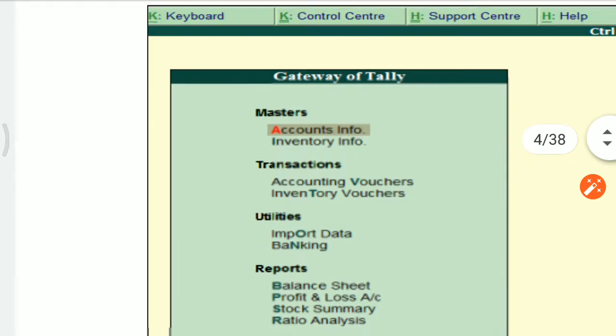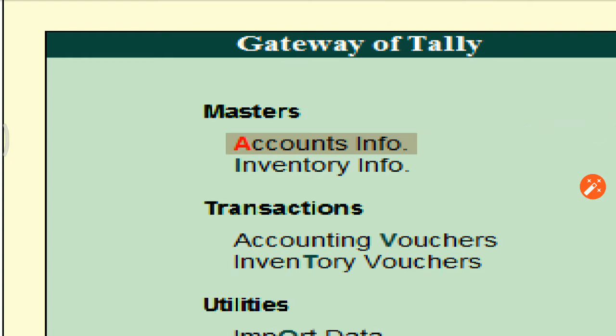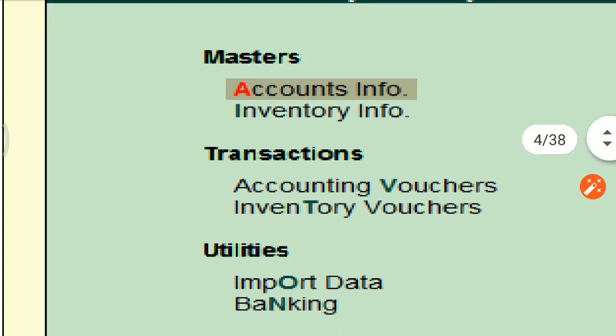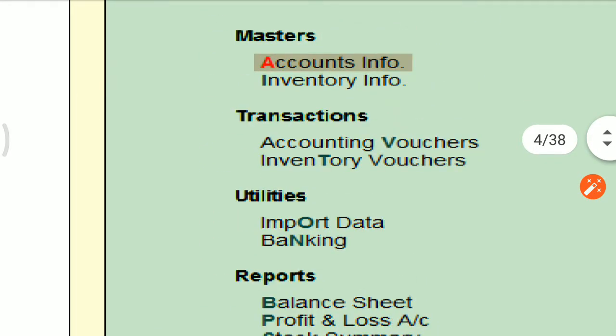Friends, in Gateway of Tally, the first option is master, which means master setup, that is account information and inventory. The second one is transaction setup. The transaction setup lecture will be taken in the next lecture, and I will also take the report setup there. Now this lecture is master setup.